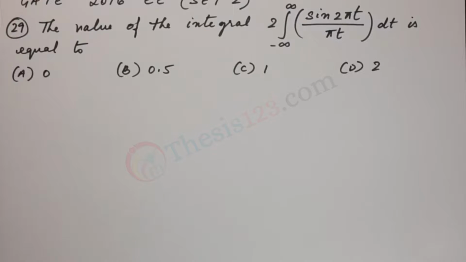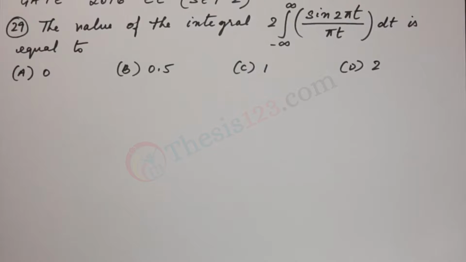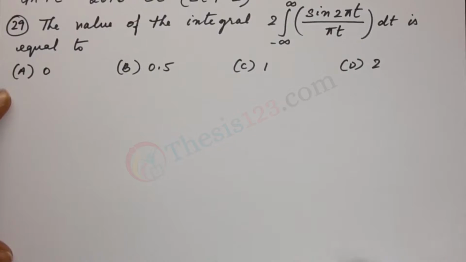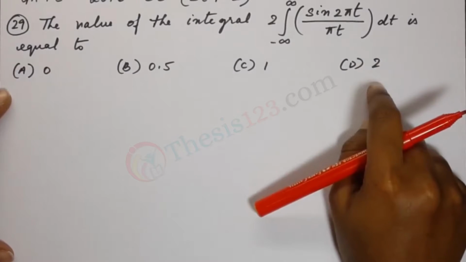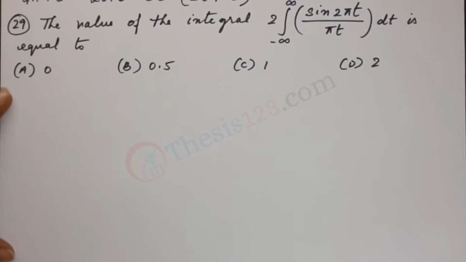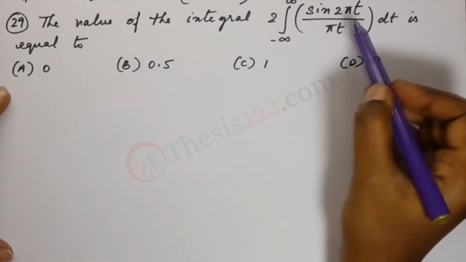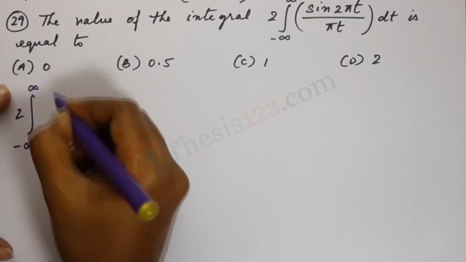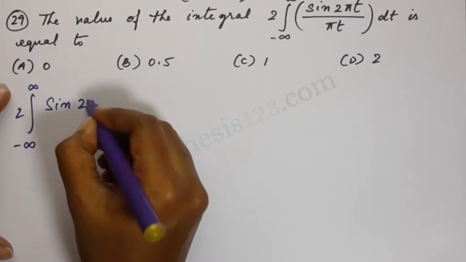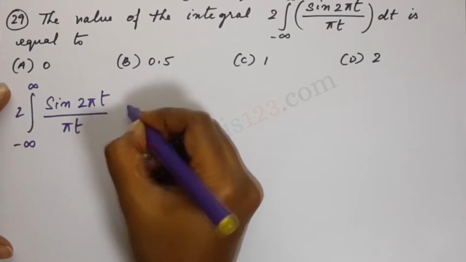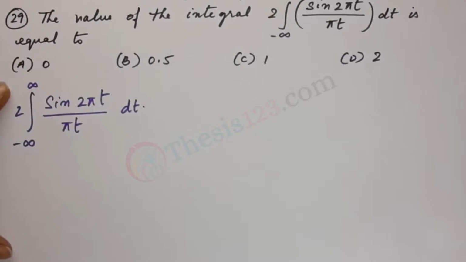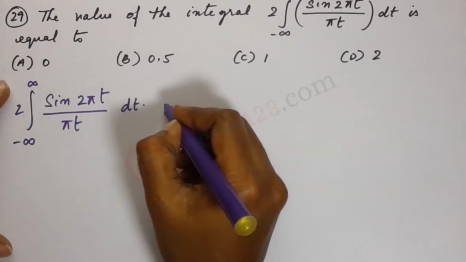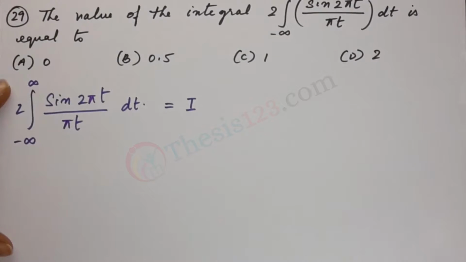Now, I always like using Laplace transforms as much as possible, since it's easier to deal with. So here we can use Laplace transforms in solving this. Okay, so we'll go step by step. Now let's consider the integral given to us, minus infinity to infinity sine 2 pi t by pi t dt. Let's consider this entire thing to be equal to some I.